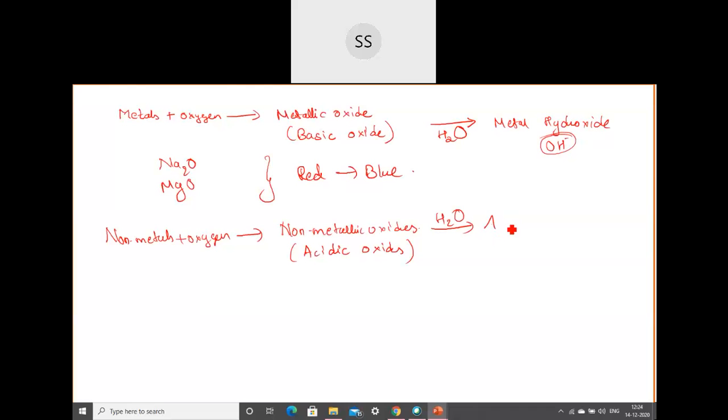Okay, so acids are formed. Acids can release H plus ions in the solution. Okay, very good. So this is the one. And then we have one more type of oxides.